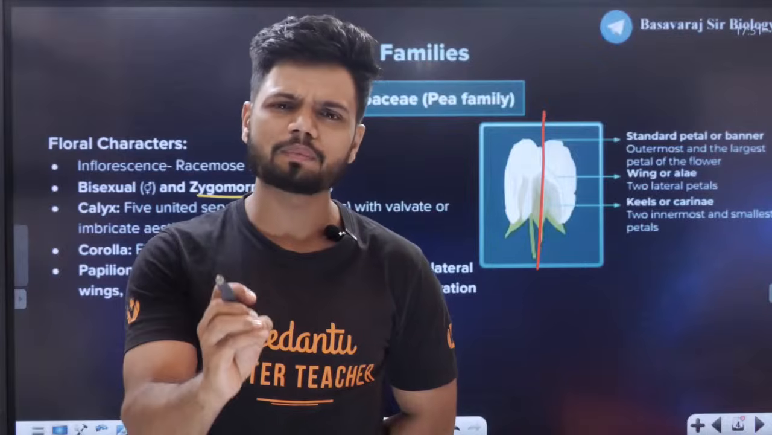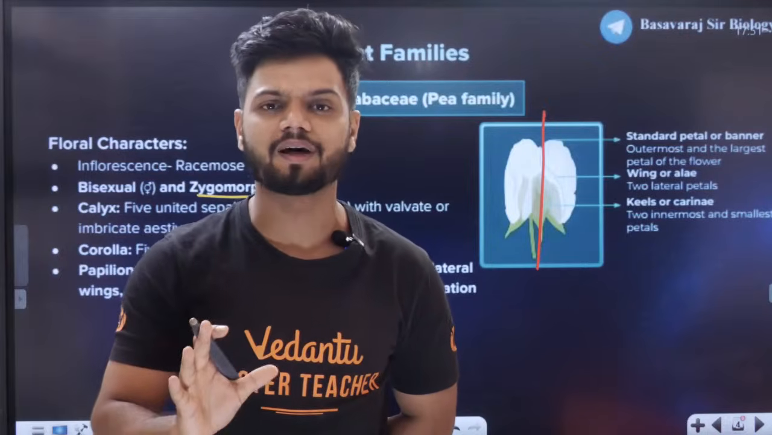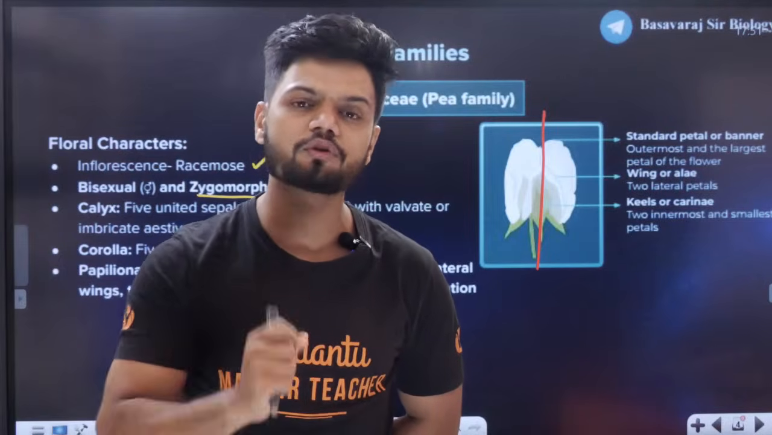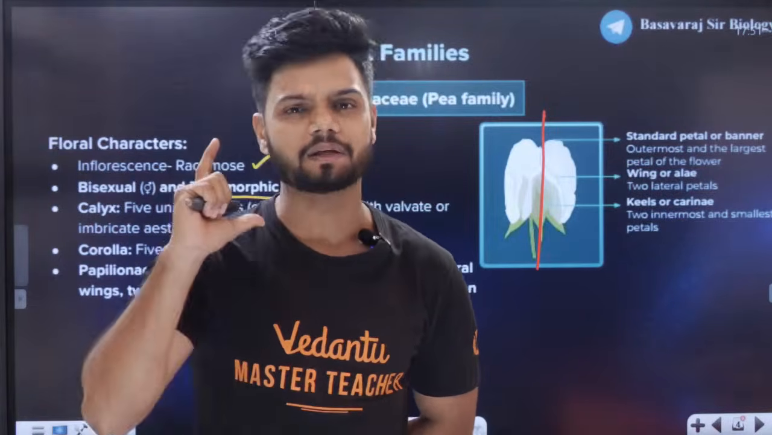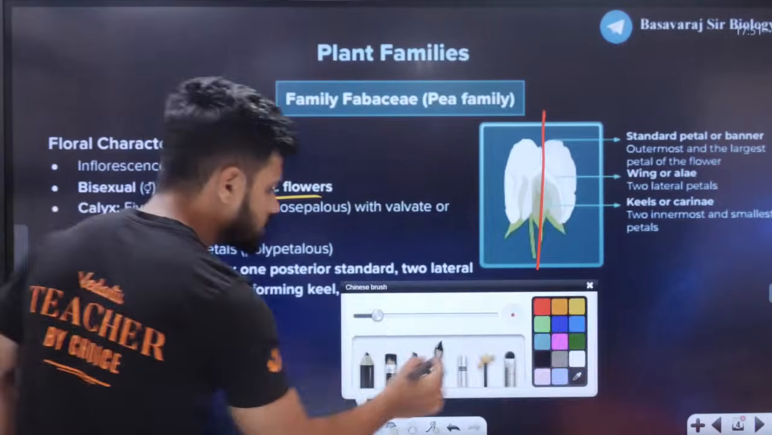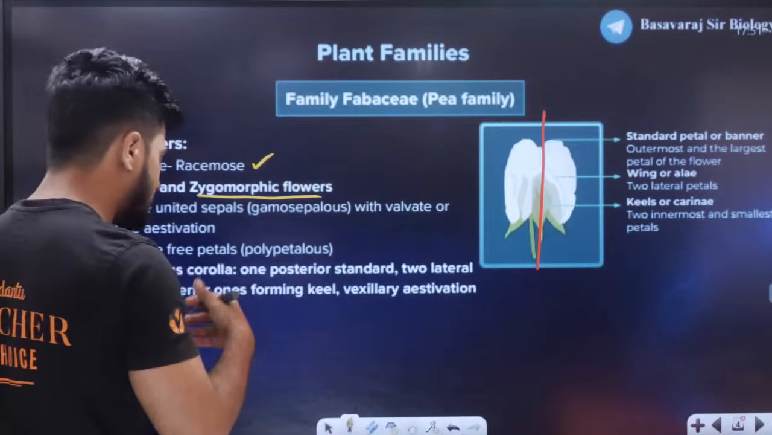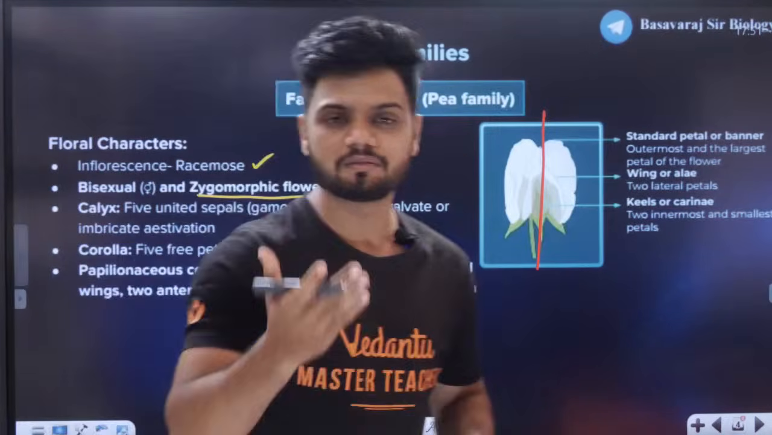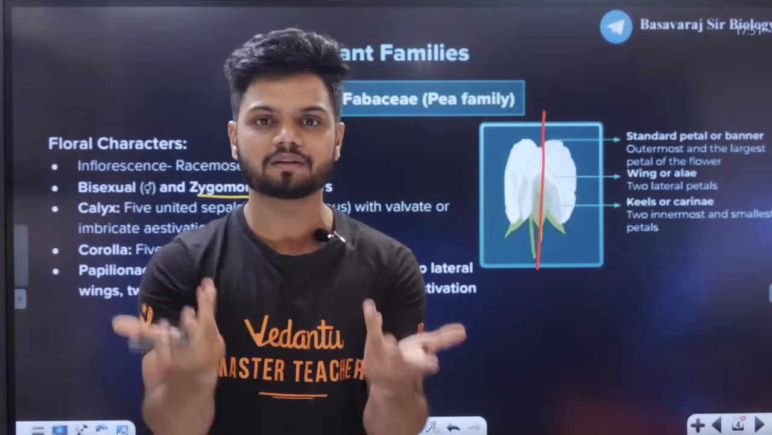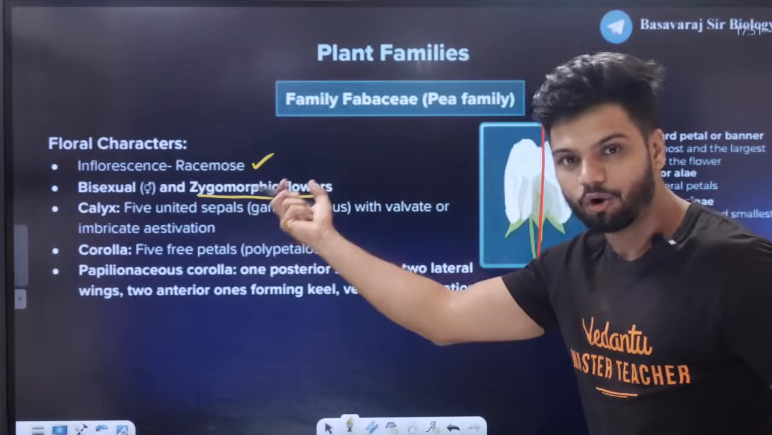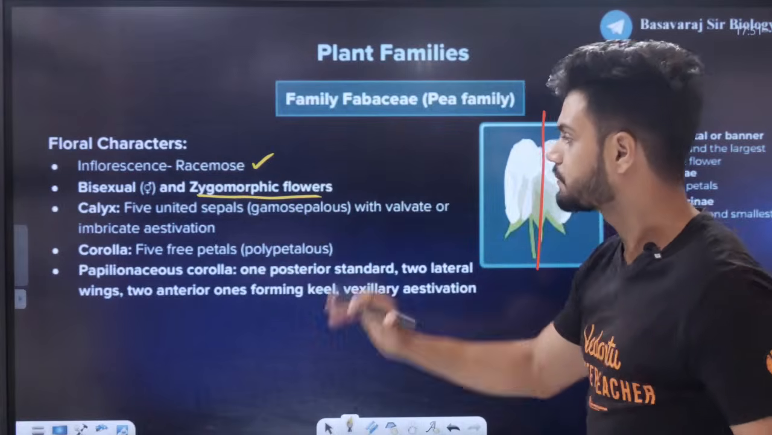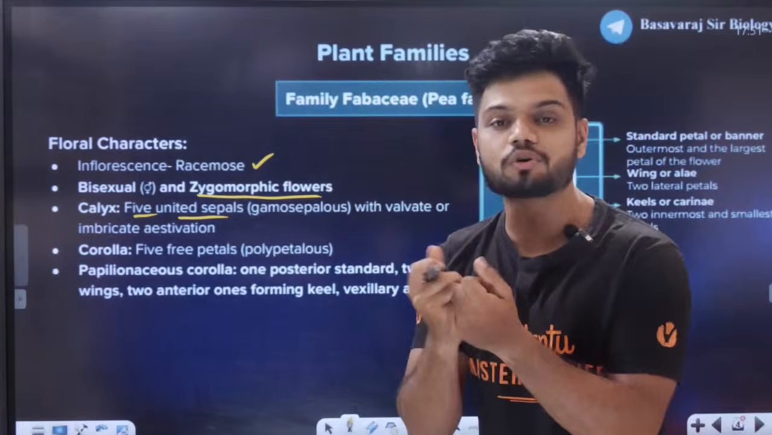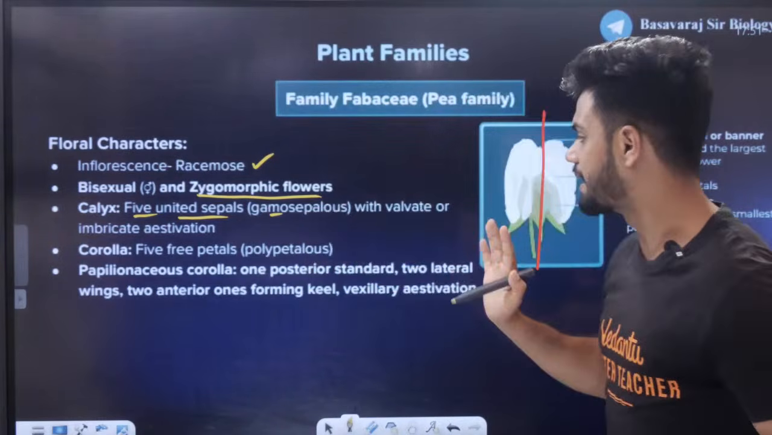Now, students, if you remember the examples of zygomorphic flowers from the chapter Morphology of Flowering Plants, quickly tell me. The examples of zygomorphic are pea, bean, gulmohar and cassia. Pea, bean, gulmohar and cassia belong to your Leguminaceae. So all of you know this. Zygomorphic flower. Now, calyx is 5 united. The meaning of united is gamosepalous. Gamo means fused, sepalous.